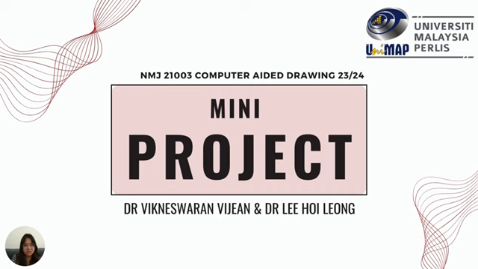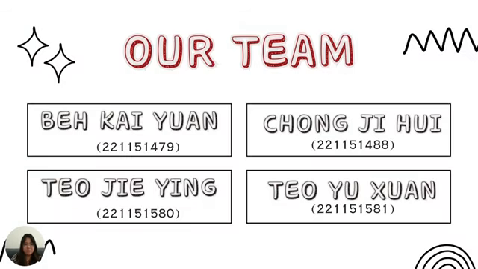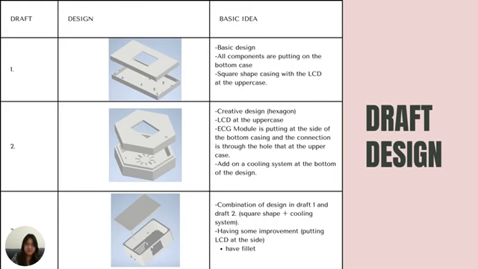Today, my group is going to present our mini project, which is a casing for the ECG monitoring system. And here is my group. I am the leader of this group, my name is Chong Ji Hui with the metric number 221151488. My teammates Beck Yuan, Ying, and Yushans will discuss their parts later. Now I'm going to discuss my part, which is the draft designing.